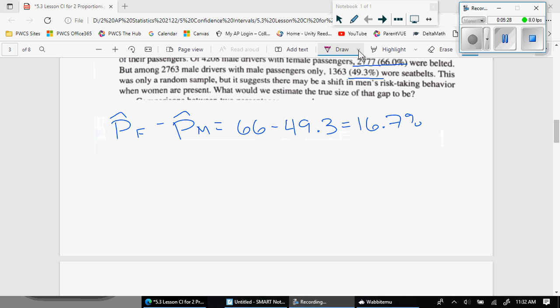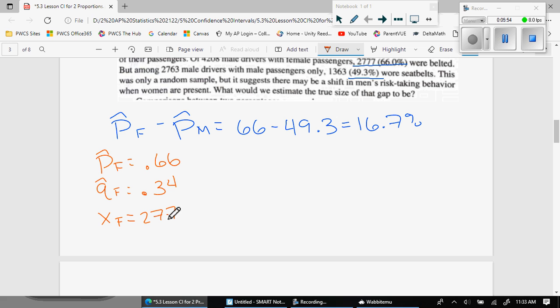So I want to go back up here and document some things. My p-hat for a female passenger is 0.66. That makes my q-hat for a female passenger 0.34. My number of successes when I had a female passenger, that is the number of drivers who are wearing their seatbelt, is 2,777. And then my sample size was 4,208. I'm getting this from the problem up there.